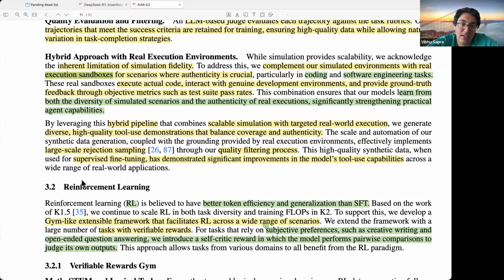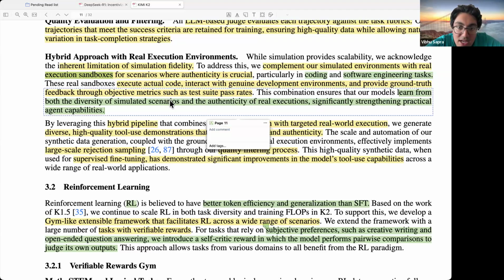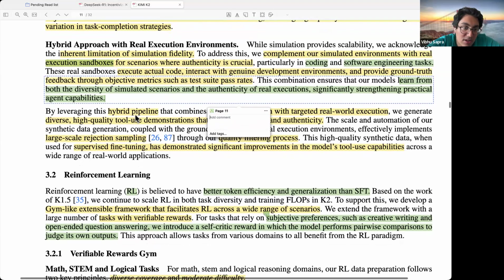There's an inherent limitation to simulation fidelity. We complement our simulated environments with real execution sandboxes. They talk about scraping a lot of real GitHub issues. They want real, authentic stuff, right? So in coding and software engineering, they have execution sandboxes. These execute actual code, interact with genuine development environments, and provide ground truth feedback for objective metrics and test suite pass rates. This allows them to learn from the diversity of simulated scenarios and the authenticity of real execution, significantly strengthening the practical agent capabilities.